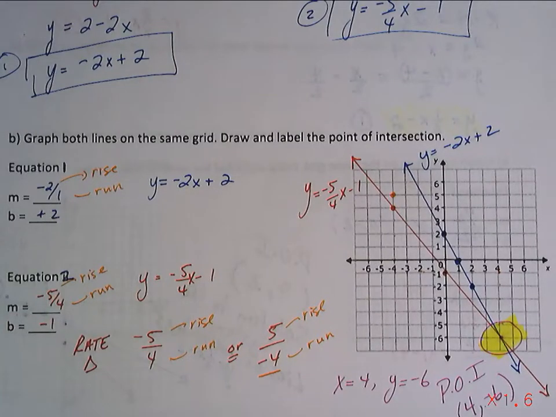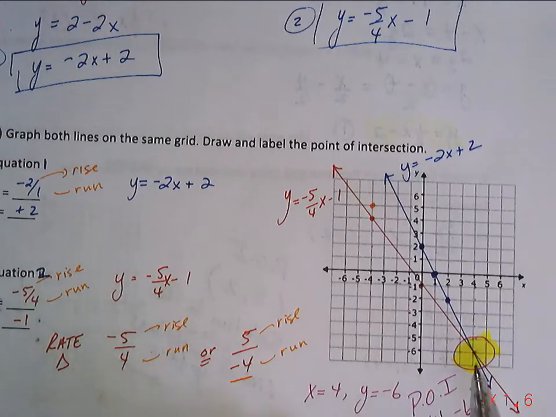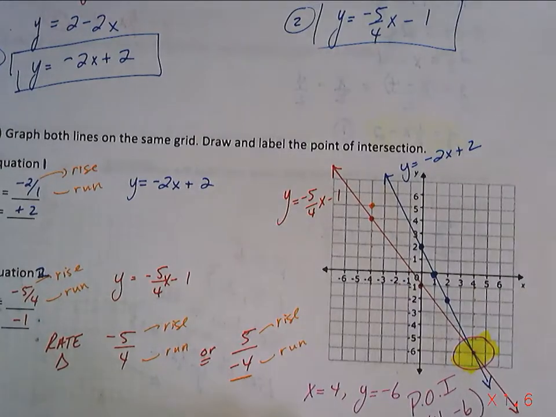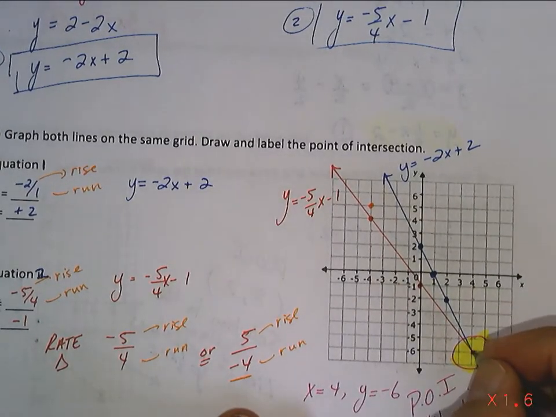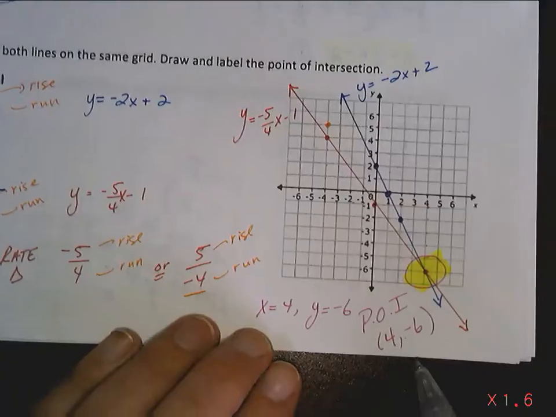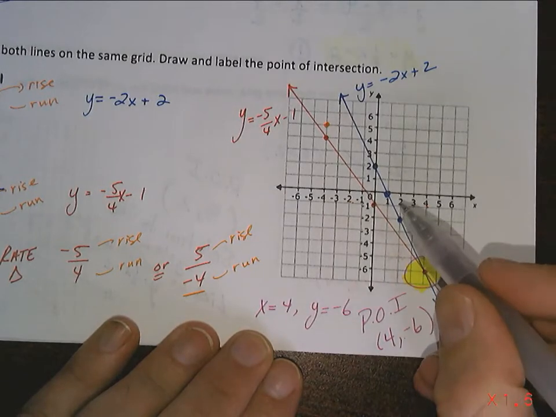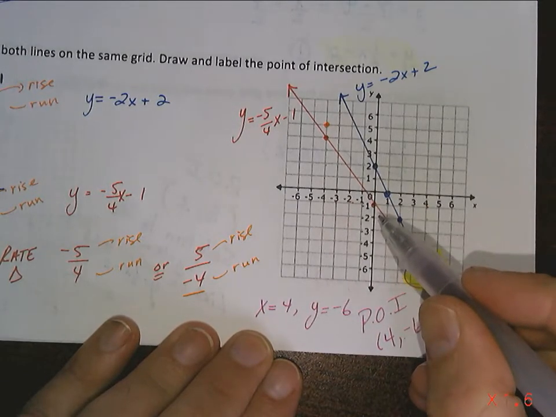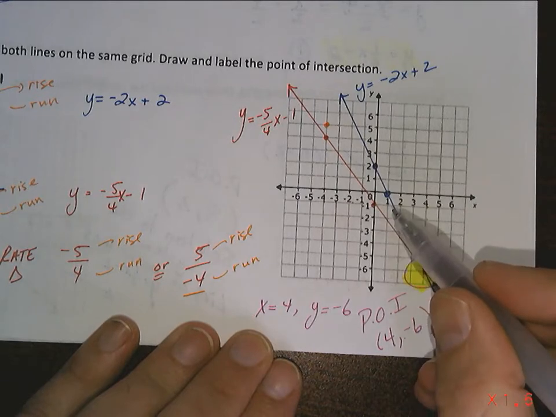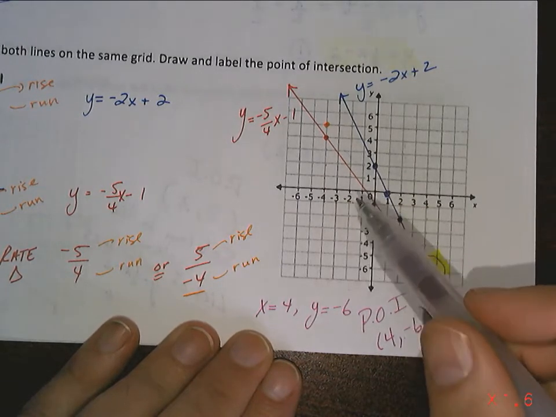Okay, ladies and gentlemen, the next thing to do is to do a formal check. Now, our point of intersection, notice, is the point where the two lines cross. At that point, this (4, -6) lies on both the blue line and the red line, doesn't it? So to do a formal check, we're going to use algebra to prove that it lies on both lines.